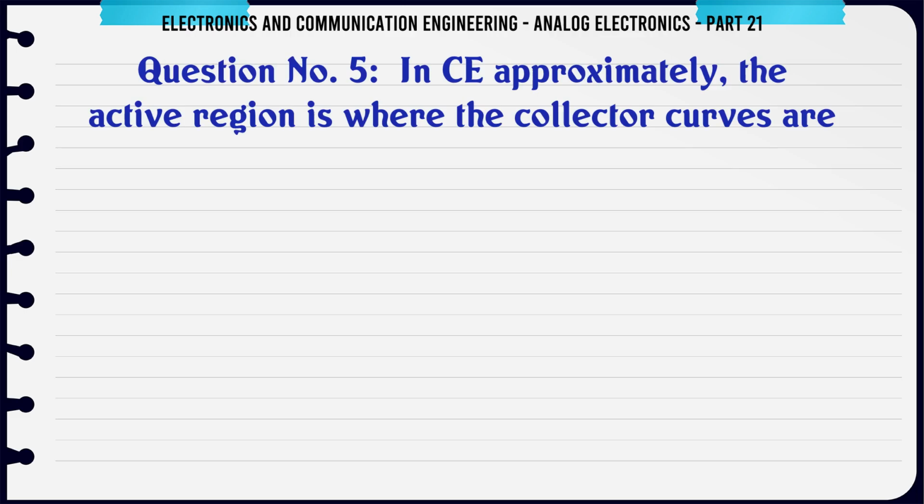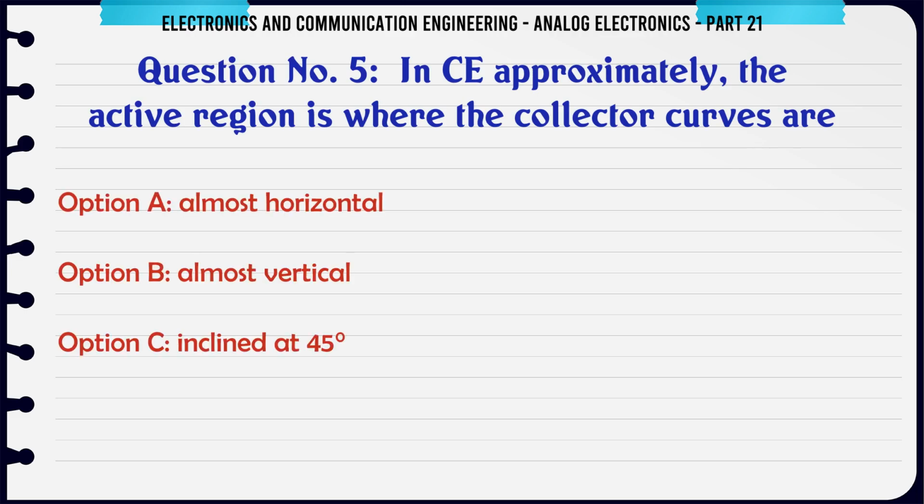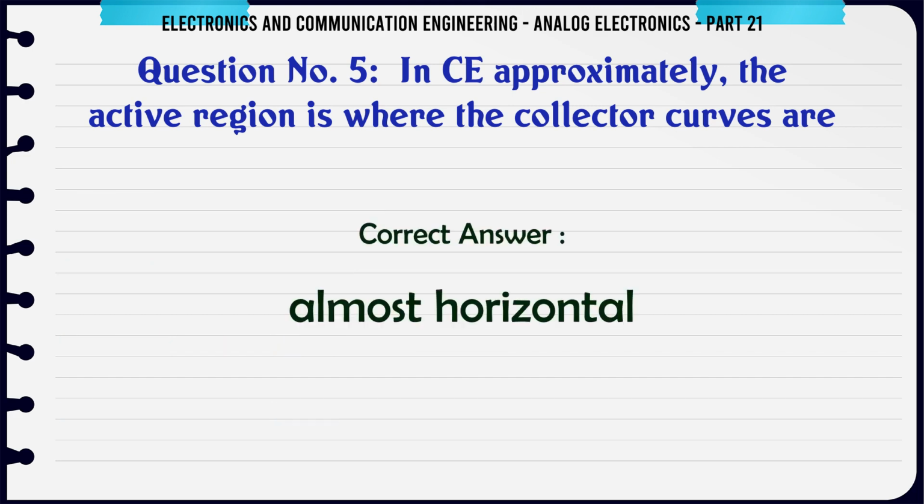In CE, approximately the active region is where the collector curves are A. Almost horizontal. B. Almost vertical. C. Inclined at 45. D. Inclined at 60. The correct answer is almost horizontal.